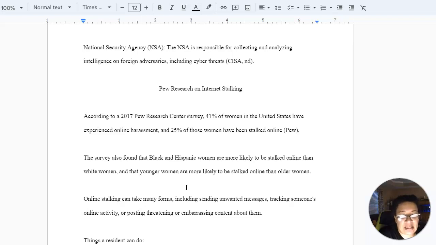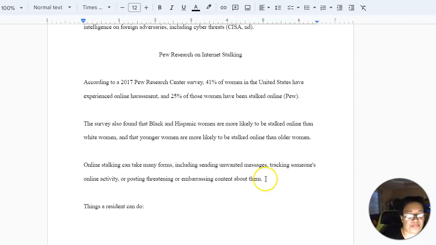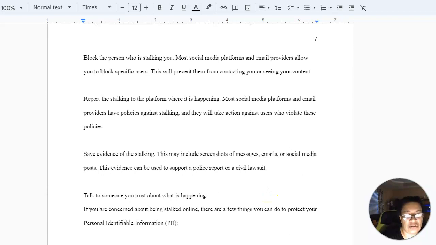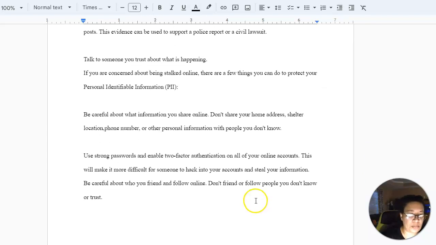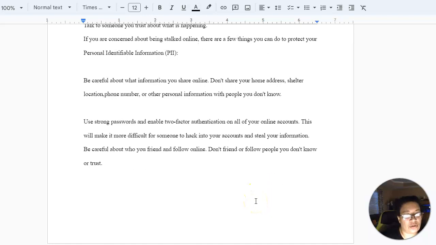Online stalking can take many forms, including unwanted messages, tracking someone's online activity, or posting threatening or embarrassing content about them. What shelter residents can do is block the person, report the stalking, and also save evidence of the stalking. This evidence can be used to support a police report or a civil lawsuit. You can also talk to someone about what is happening.